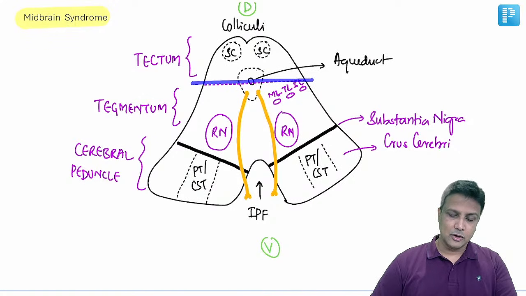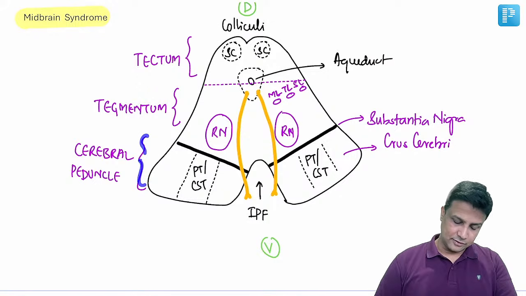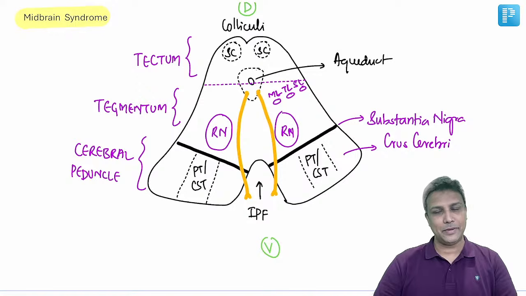Whatever part you find behind the aqueduct will be the tectum. Right in front of it will be the tegmentum. And in front of that will be the cerebral peduncle, the cerebral peduncle here and the cerebral peduncle on the other side. That's the reason why in the middle it is the interpeduncular fossa: in between the two peduncles, you have the interpeduncular fossa.